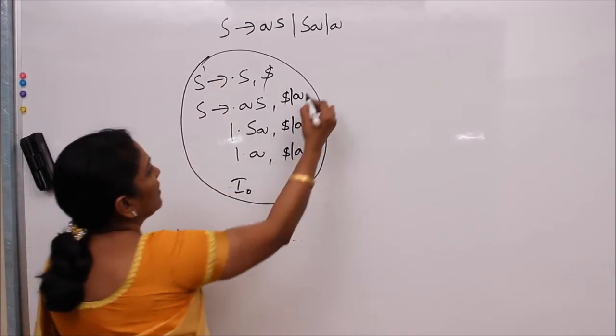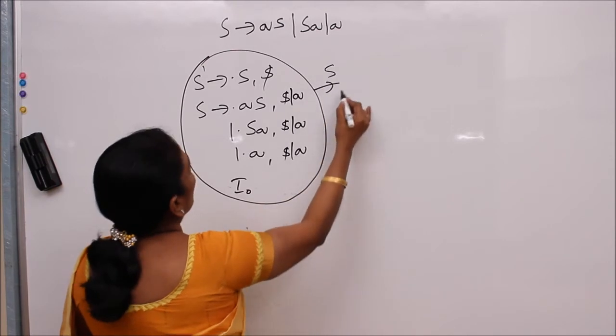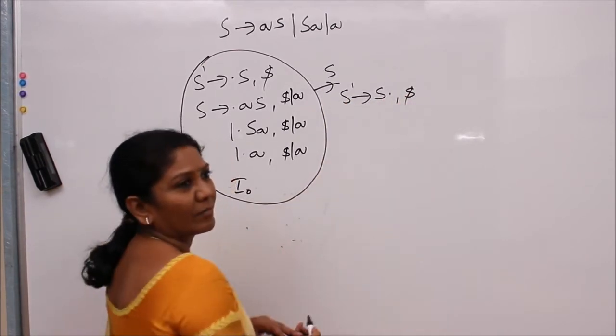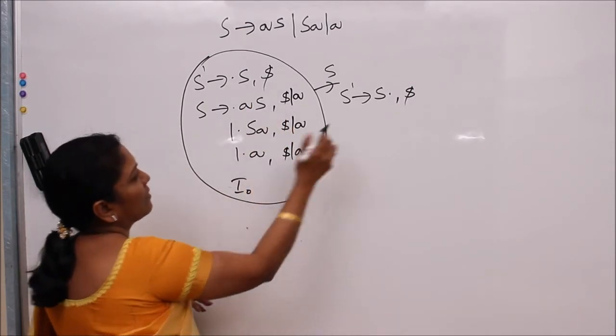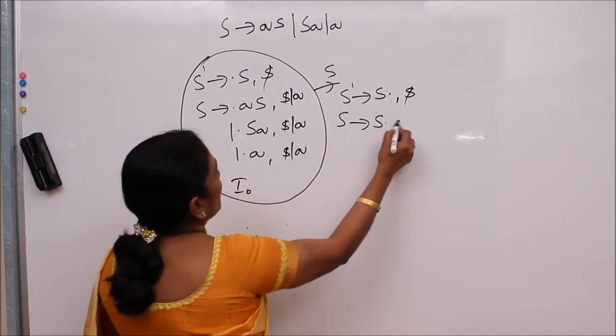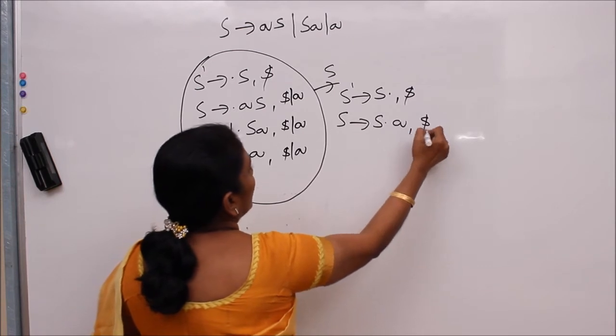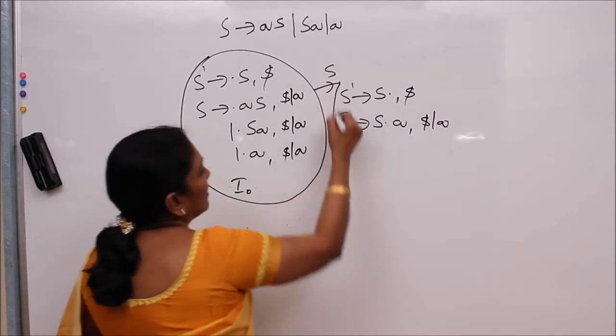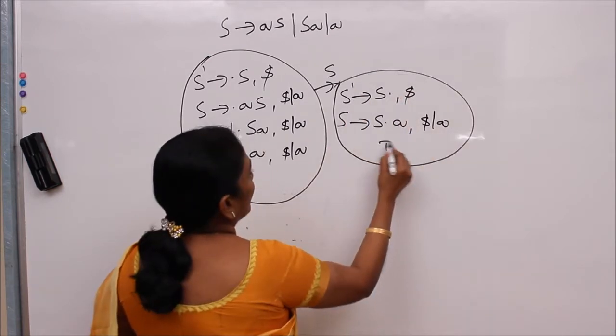Now I0 on S, what do you get? S to S dot dollar. Here there is a match and here there is a match. So S to S dot A, with look aheads dollar and A. Okay, this is your I1.